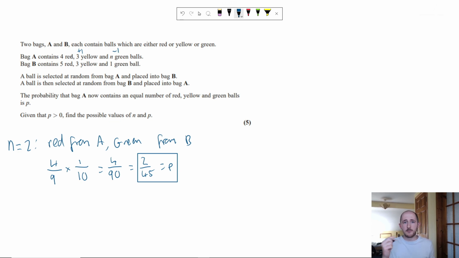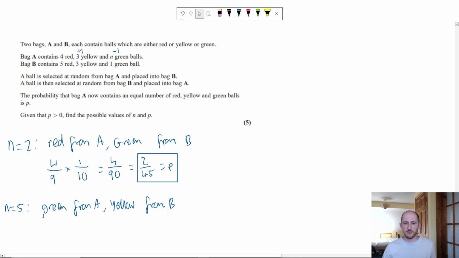And we want the number of green balls to end up as 4 as well to make all 3 numbers the same. Which means green has to start off as 5. Because 5 minus 1 would give me the 4 that I need. So we have, what's the probability? So we're taking 1 green from A, and we're going to take a yellow from B. So what's the probability of taking a green from A?